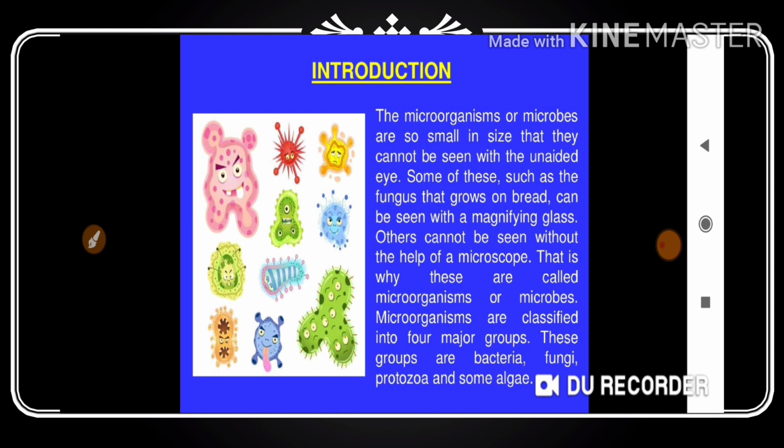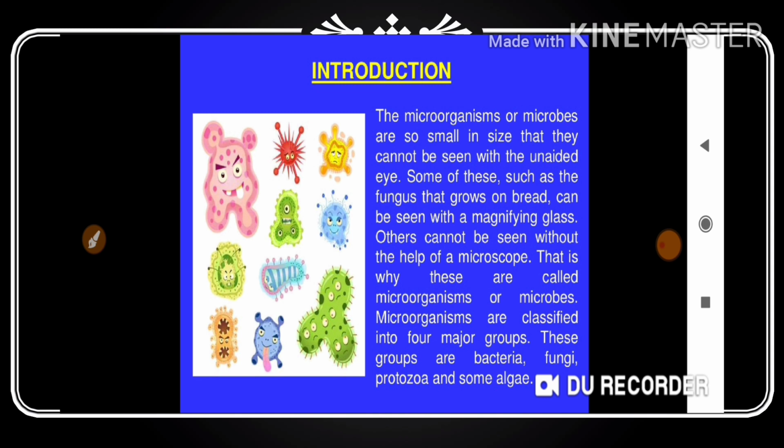You can see them, but not with our naked eyes, only by using a magnifying glass. The magnifying glass we have in the laboratories, you can see them with that. We'll do some activities they have given, and by doing the activities we can also see them in the biology lab. That is why these are called microorganisms, or microbes also.